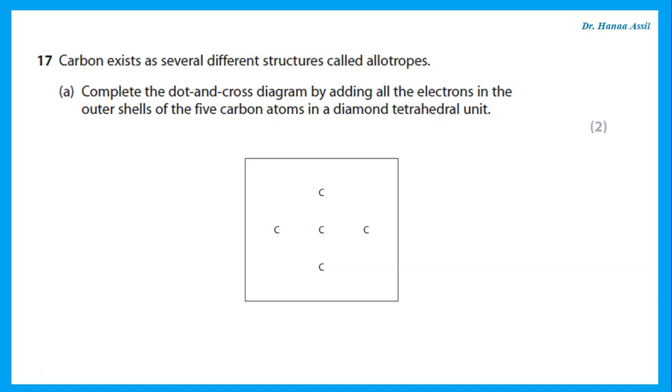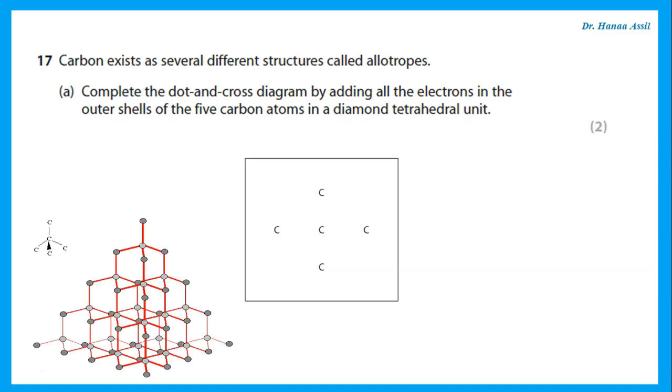Carbon exists as several different structures called allotropes. Complete the dot and cross diagram by adding all the electrons in the outer shells of the 5 carbon atoms in a diamond tetrahedral unit. Remember that diamond is a giant 3-dimensional structure in which each carbon is covalently bonded to 4 other carbons. Remember, the 4 other carbons are also covalently bonded each to 4 other carbons, and so on. And we are required here to draw the dot and cross for all these 5 carbons.